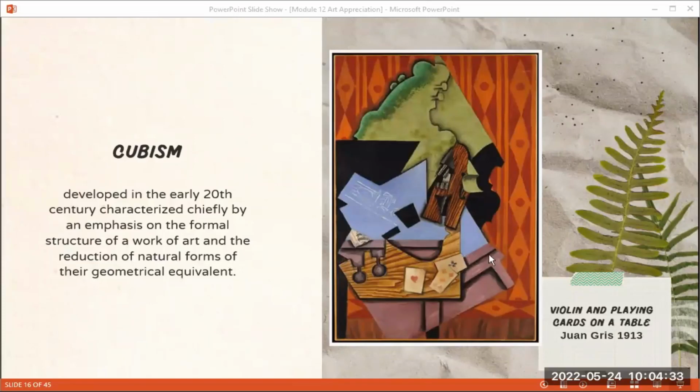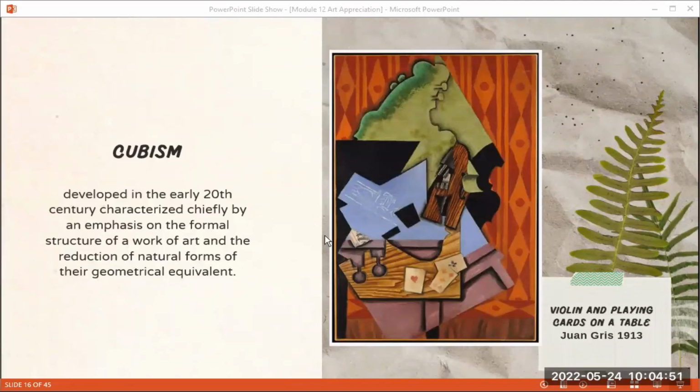Now, this was actually created by Juan Gris in 1913, Violin and Playing Cards on a Table. Now, it is notable that this is the violin, this is the card, but where is the person actually playing the cards and the violin?